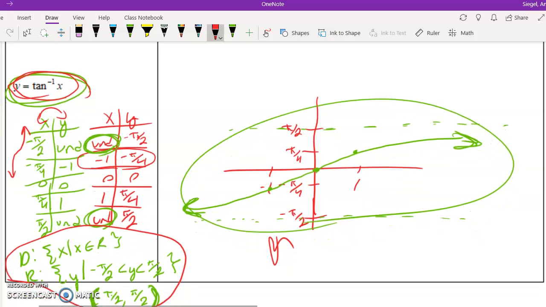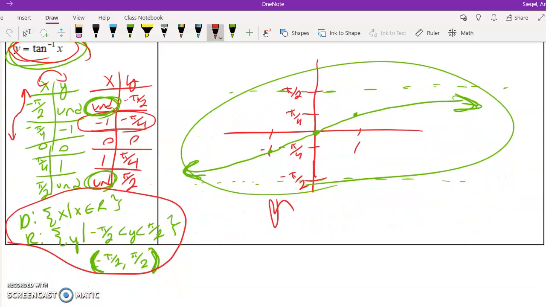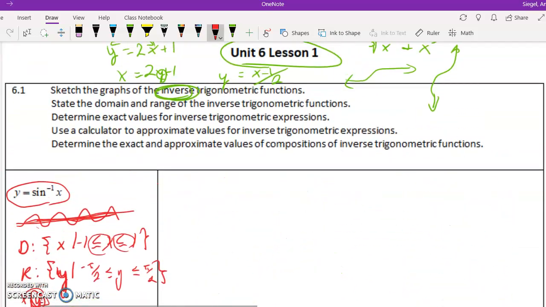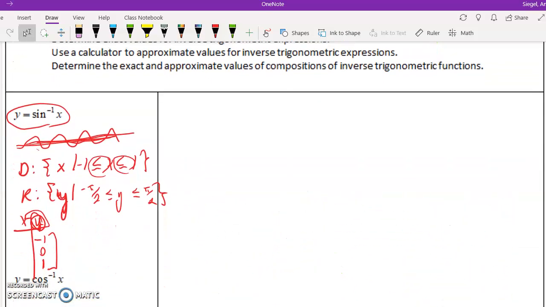Okay, and so let's go down here and notice that's the same range as down here for the tangent functions. Okay, so again, my handwriting looks terrible, but this is -1 to +1 for my domain, and my range is going to be -pi/2 to +pi/2.